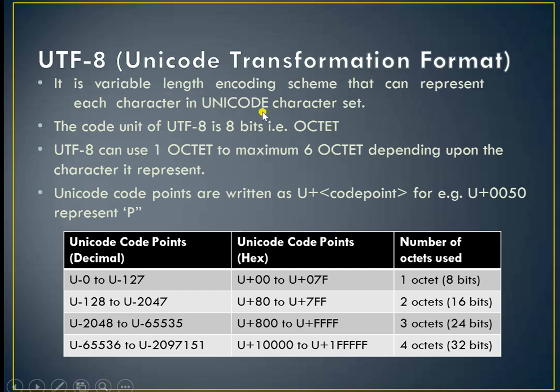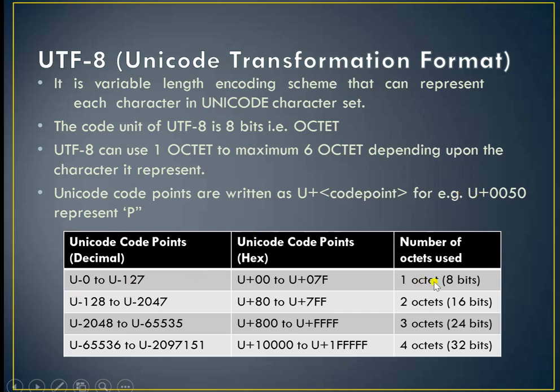So you can see in this each character is represented in the Unicode character set, and this is 8-bit, so that it is an octet. So UTF-8 can use one octet to a maximum of 6 octets depending upon the character it represents. So one octet has 8 bits and you can use up to 6 octets. Now Unicode code points are written as U plus code point, which means this U represents that this is a Unicode value.